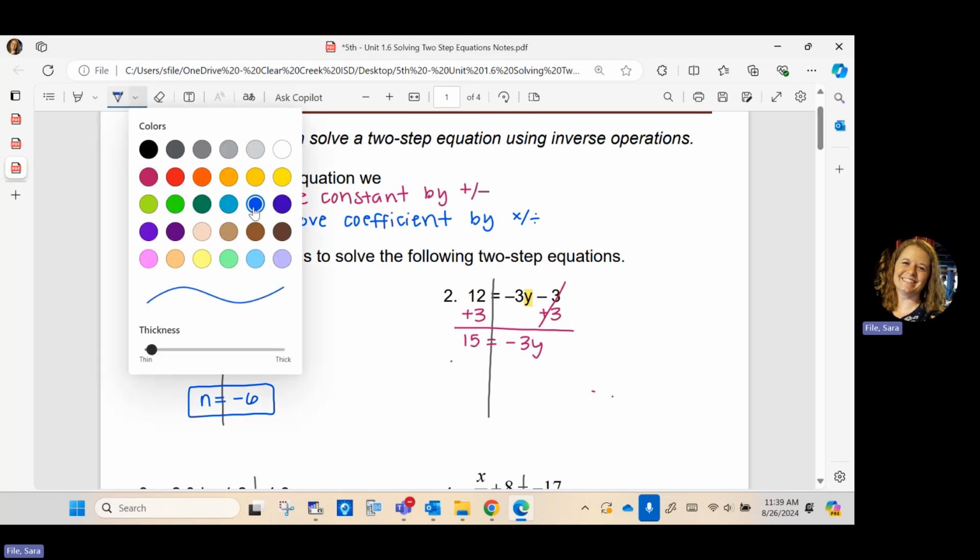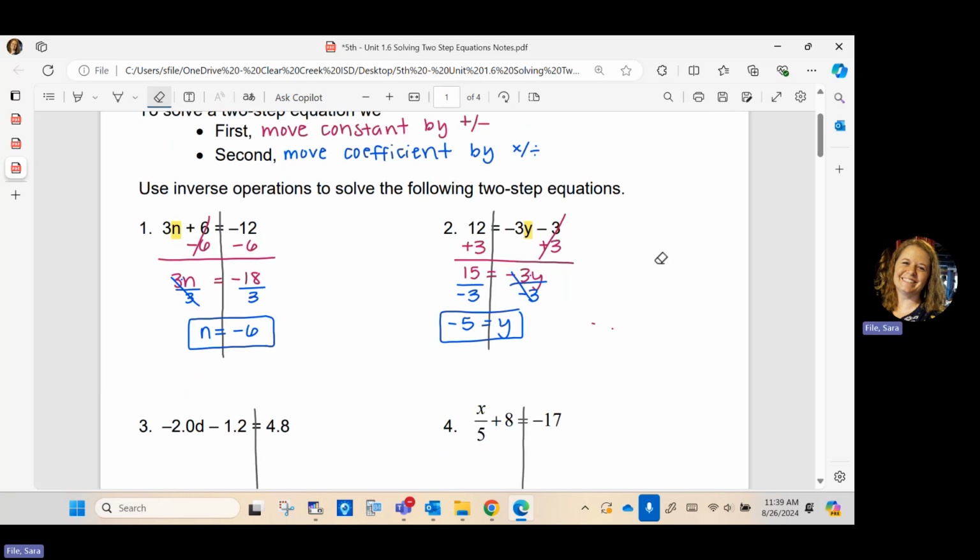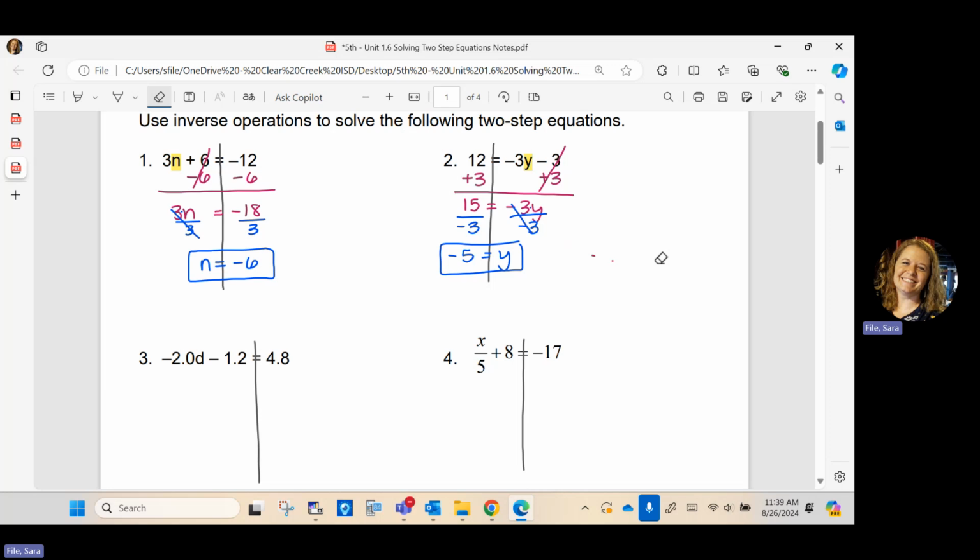Now we are going to get rid of the coefficient, that negative 3 that's being multiplied. So we're going to divide that negative 3 to the other side. A positive divided by a negative is a negative. So I get -5 is my y. Okay, so move the constant and then move the coefficient.